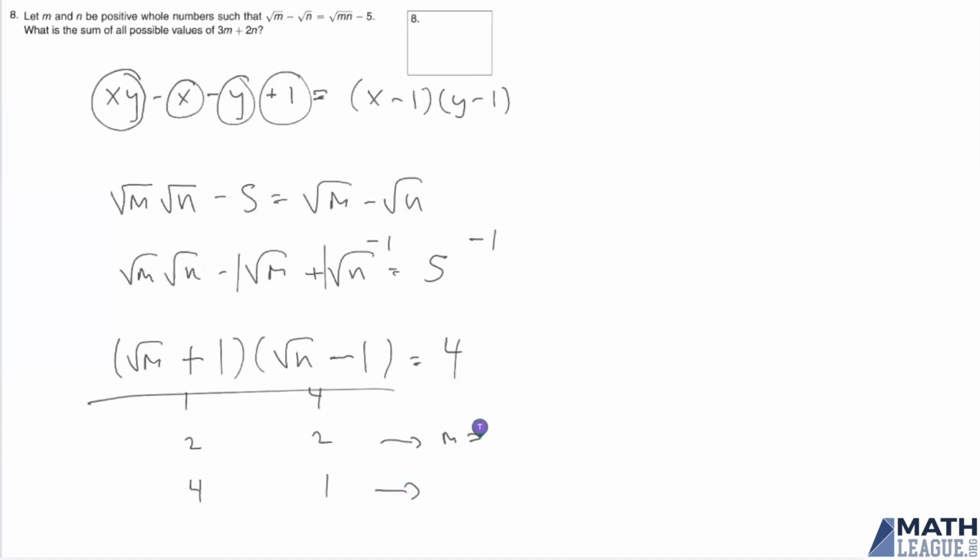So if we solve, we get m equals 1, n equals 9, and here we get m equals 9, n equals 4. But we're actually not done yet.